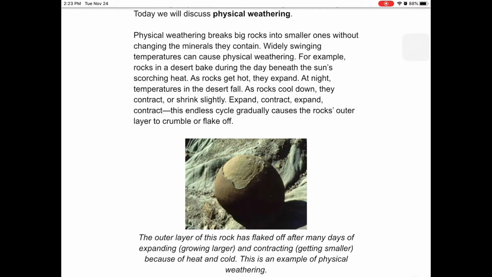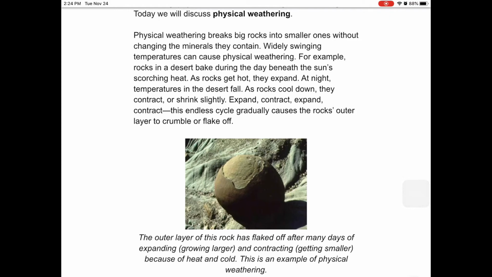Okay. Widely swinging temperatures can cause physical weathering. For example, rocks in a desert bake during the day beneath the sun's scorching heat. As rocks get hot, they expand. At night, temperatures in the desert fall. As rocks cool down, they contract or shrink slightly. Expand, contract, expand, contract. This endless cycle gradually causes the rock's outer layer to crumble or flake off. The outer layer of this rock has flaked off after many days of expanding, that means growing larger, and contracting, getting smaller, because of heat and cold. This is an example of physical weathering.